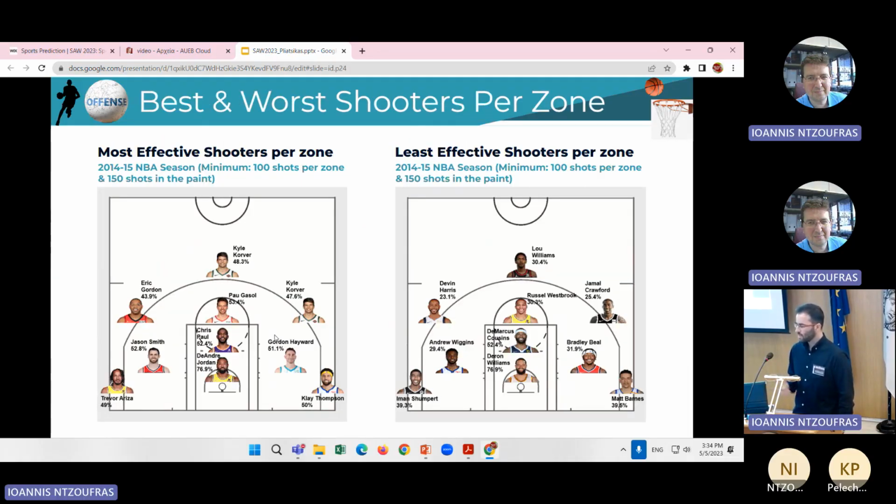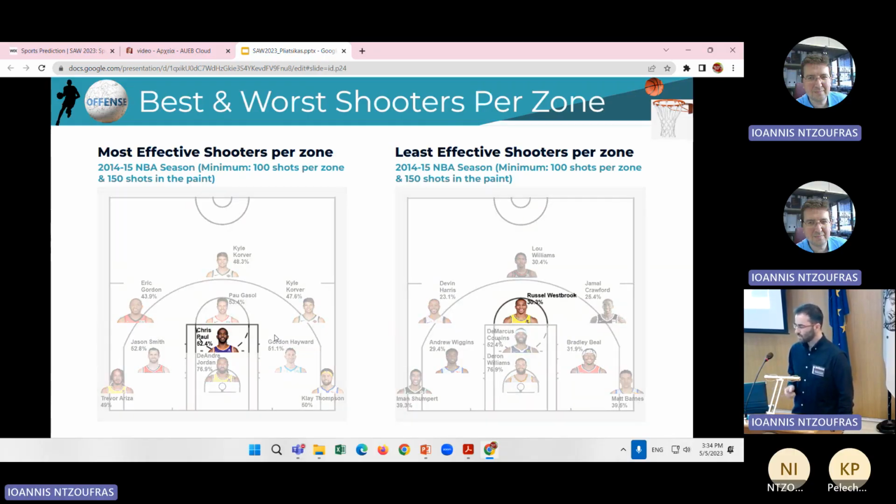We also highlighted the best and worst shooters per shooting zone. What's striking is that the point guard, Chris Paul, was the most effective scorer from the paint. As for the least effective shooters, we see that Russell Westbrook justified the Westbrook nickname by shooting a league-worst 30% from the mid-range.